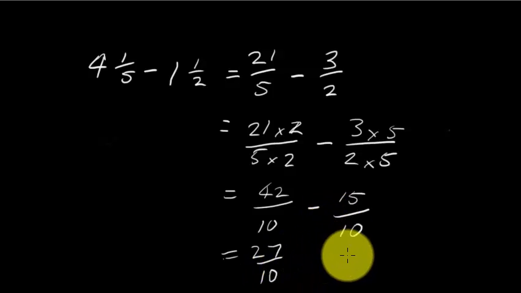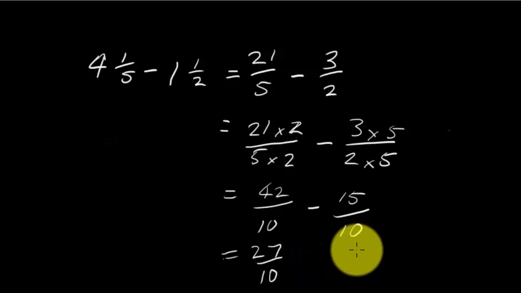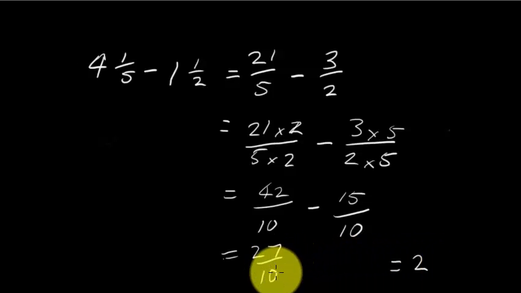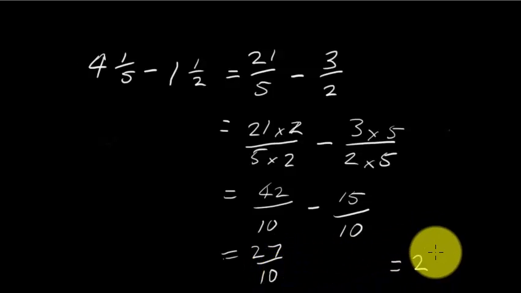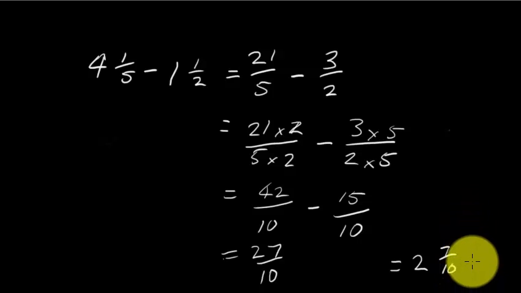Okay, running out of space, so normally I would write just below 27 over 10. We're going to simplify this improper fraction, 27 over 10, to a mixed number. I'll just do it to the right here. You should do it below in your exercise book. So 10 goes into 27 twice, so 2, then you're left with 7 over 10. Okay, so that is subtracting fractions and also using mixed numbers.